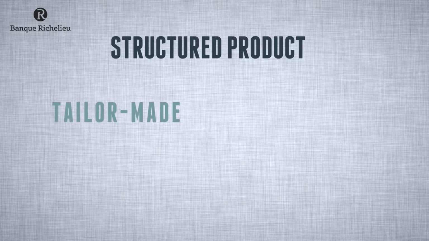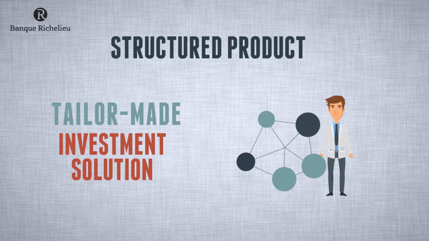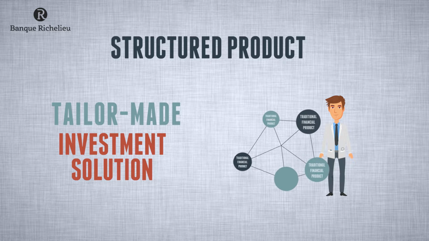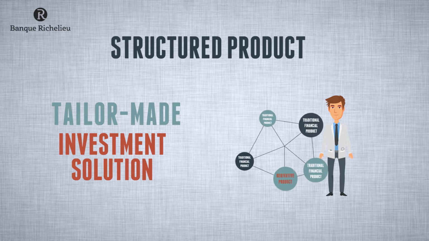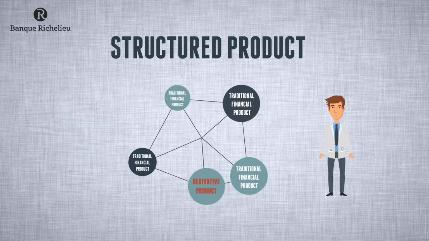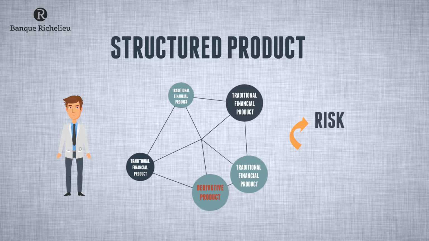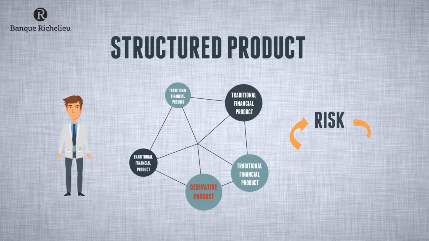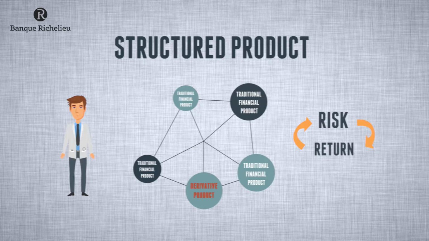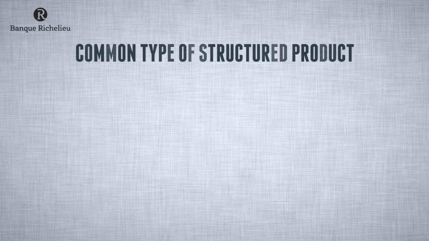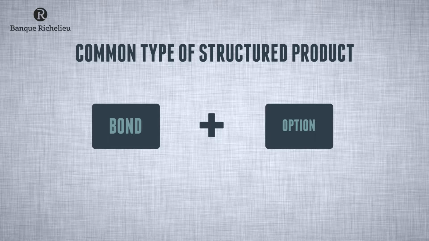A structured product is a made-to-measure investment solution. It combines classic financial products and at least one derivative product. This combination of products will enable investors to optimize the level of risk that they are willing to take, depending on the desired return. A very common type of structured product involves combining a bond and an option.